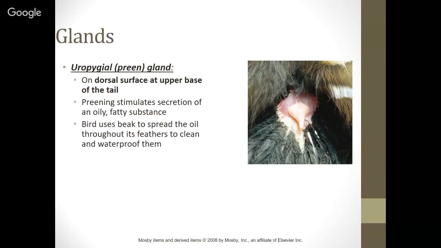Some birds have a gland called the uropygial or preen gland, and this is on the dorsal surface at the upper base of the tail. And this is what it looks like. It's typically hidden by feathers. So this is the top of the tail, and here is the preen gland. It stimulates when they're preening, which means they are rubbing their beak or grasping their feathers from one end and going to the other. It stimulates the secretion of an oily and fatty substance, and the bird will use its beak to spread that oil throughout its feathers to both clean and waterproof them.